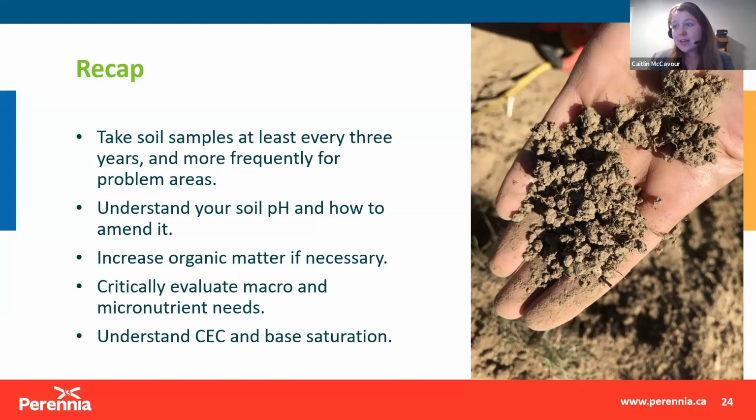Increase your organic matter if necessary, but also critically evaluate your pH, your organic matter, those macro and micronutrients, and use that soil test as a guide. It is an awesome starting place. It's much needed, but you need to also make sure you're adapting for your specific system. And then finally, just wanted to recap on understanding cation exchange capacity and base saturation and where they play a role in soil test interpretation.